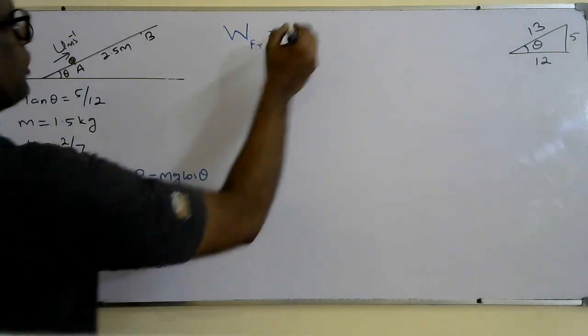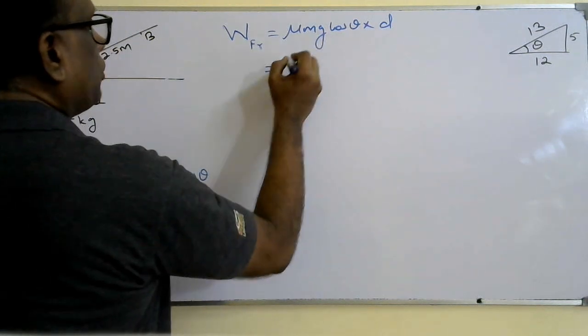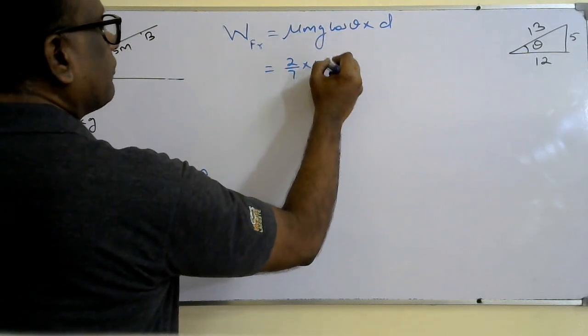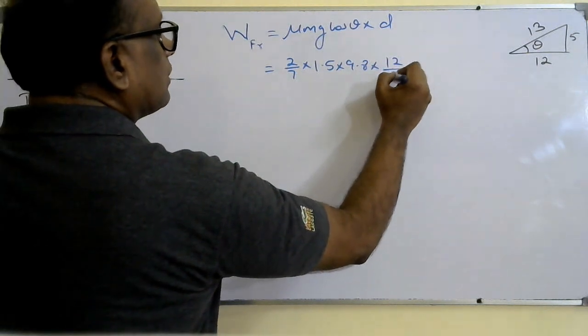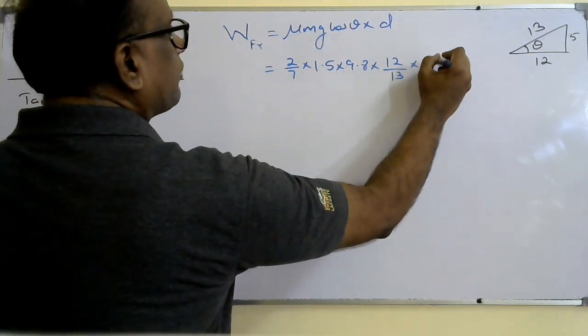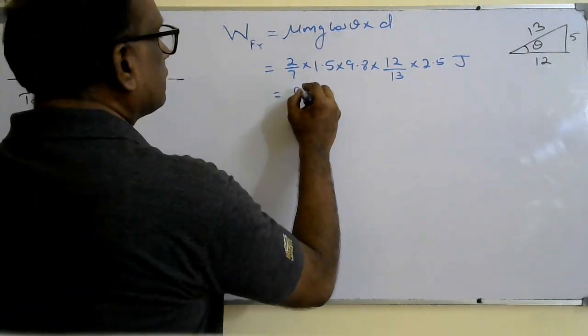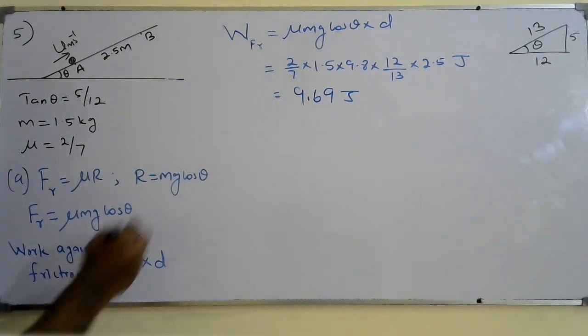Okay, the friction force is mu mg cos theta into d. So mu is given 2 by 7, mass is given 1.5, 9.8, cos theta is 12 over 13, into distance moved 2.5 joules. So that will be 9.69 joules.